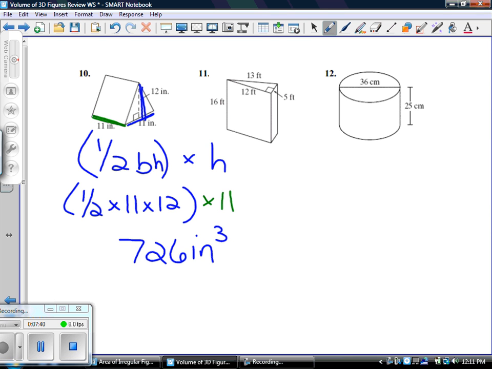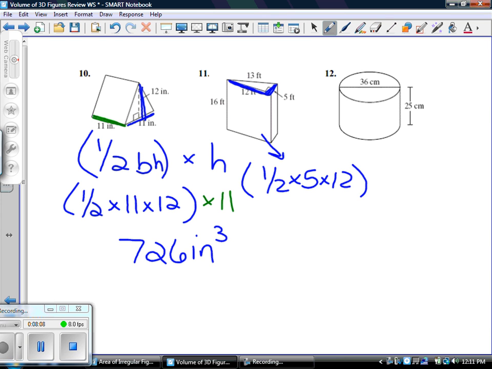To do one more triangular prism, which is number 11 here, again, I use the same formula. So I'm going to kind of slide this over. Use the same formula. But in this case, there's some extra information. The base and the height create a 90-degree angle of that triangle. So that's telling me that the 1/2 times base times height has to equal the 5 and the 12 for that triangle.